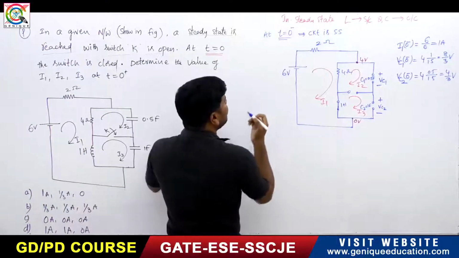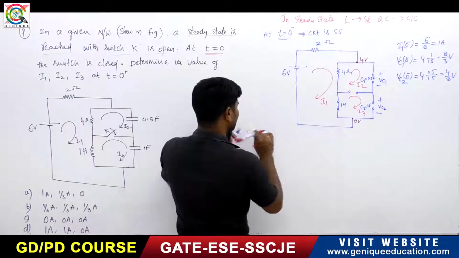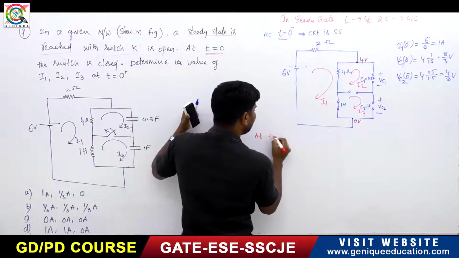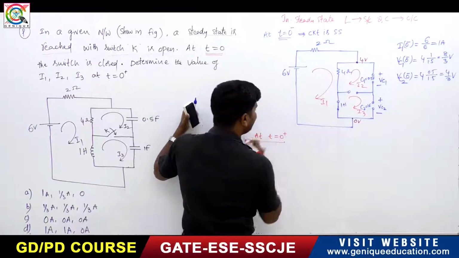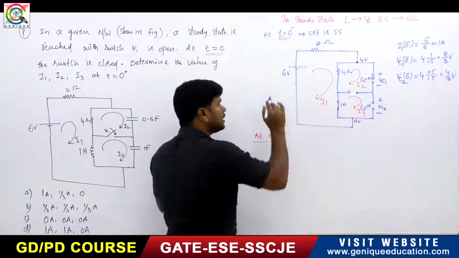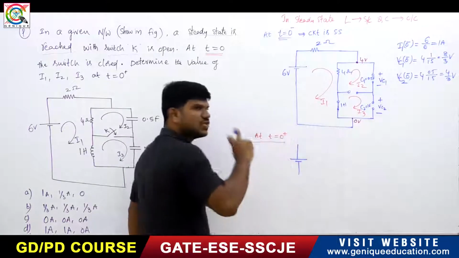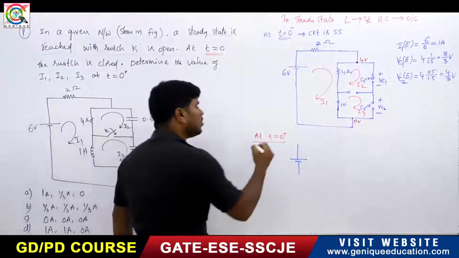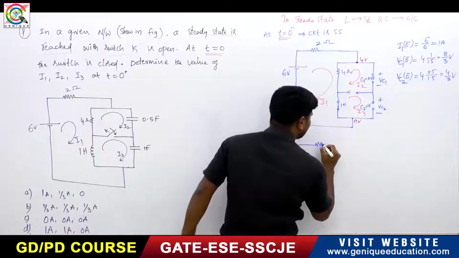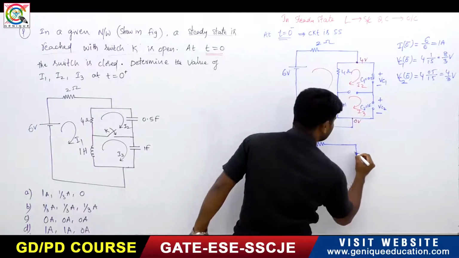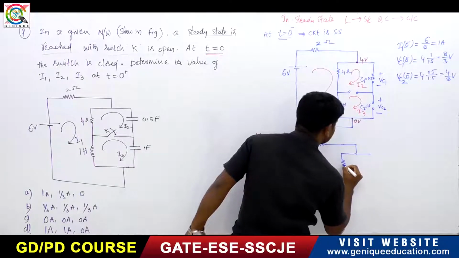So if the switch is closed at t equals 0 plus, what happens? What will be the circuit? The circuit will be like this, because at t equals 0 the switch is closed, right? Now how will the circuit be? The circuit will be looking like this. Okay? So this is a resistor.